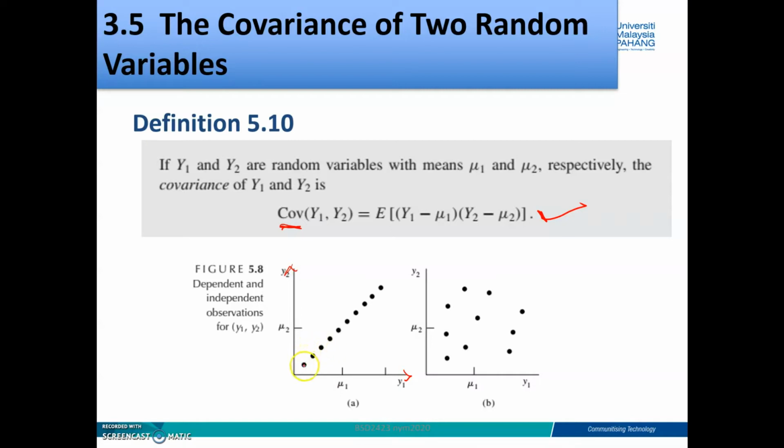So you can see you have this covariance. You can see mu1 is in the middle for one variable, and mu2 for this one. So this is the data. In this case we have positive correlation, you can see the data is moving towards the right. But if you look at picture B, this one is independent random variables. That means between y1 and y2 there is no correlation, so there is no covariance.